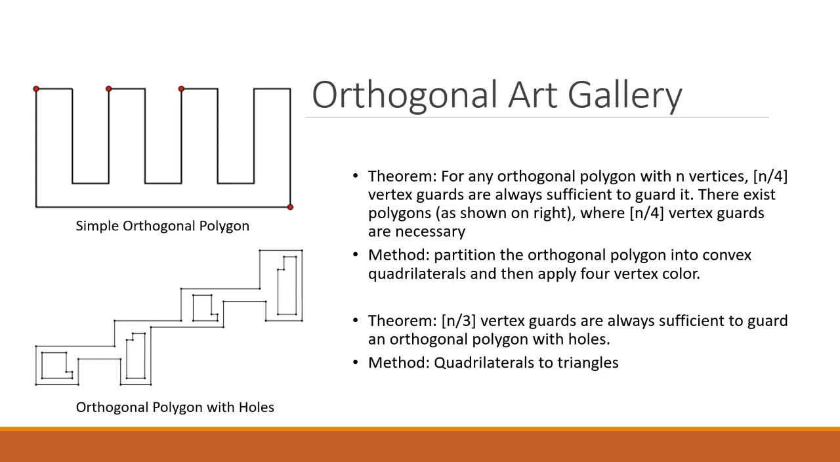Then another theorem was given by Frank Hoffmann and Klaus Kriegel in 1993, and the theorem was that n/3 vertex guards are always sufficient to guard an orthogonal polygon with holes. The method they used was simply converting the quadrilaterals into triangles and then further finding the solution.